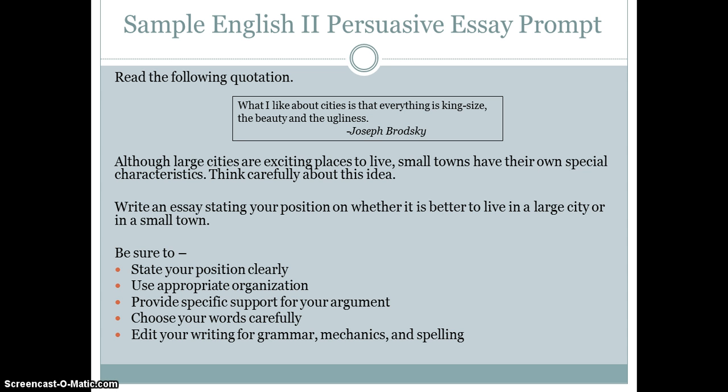Now, circle the key words or phrases in your prompt. In this case, circle the words better, and live, and large city, and small town. You would want to be sure that you include these key words and phrases in your actual essay. It will help ensure that you are, in fact, on topic.